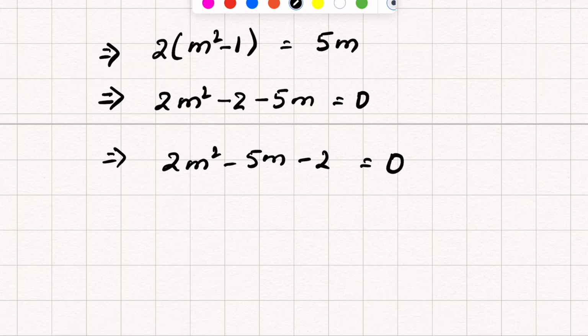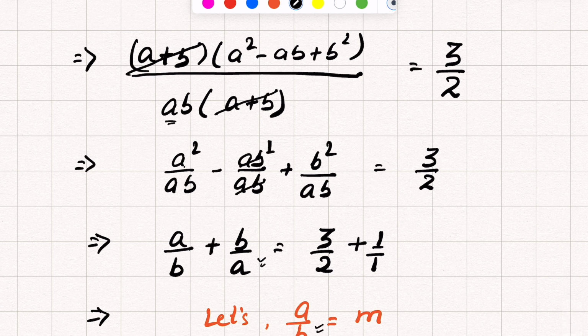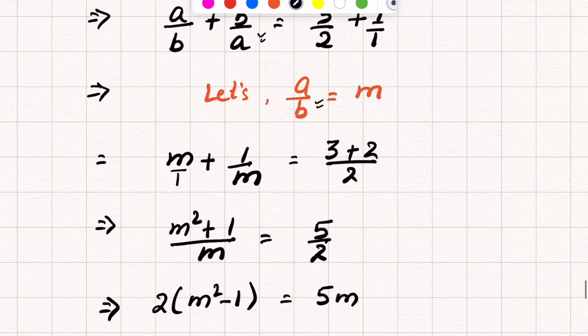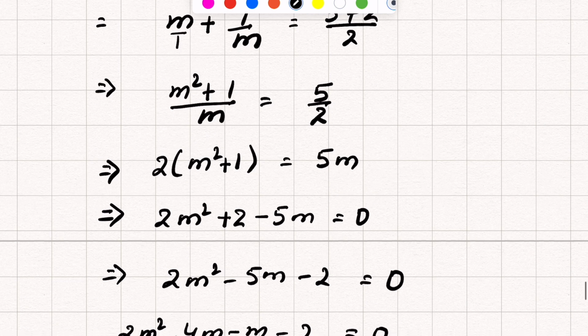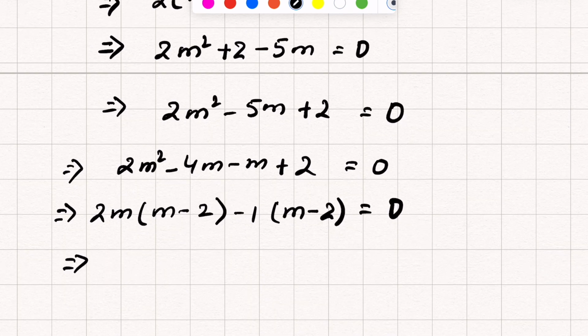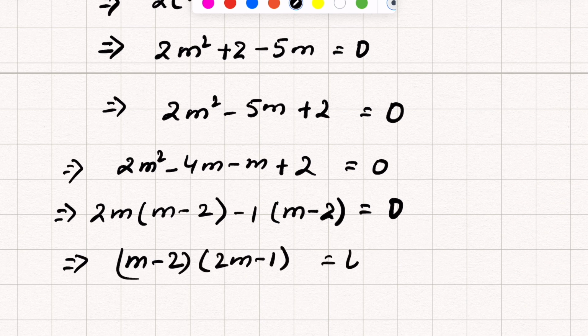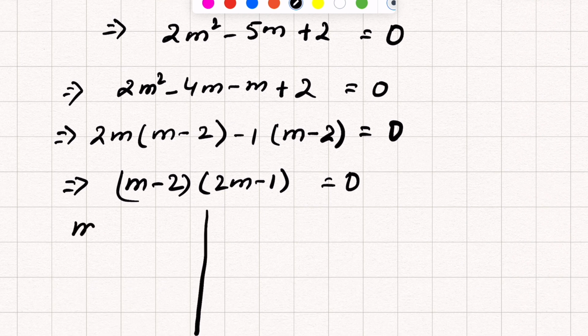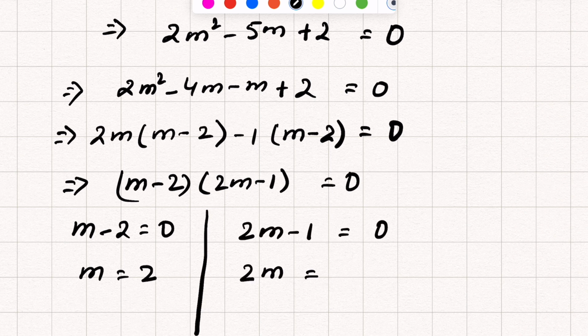Now this is a quadratic equation. Let's factorize it: 2m square minus 4m minus m minus 2 is equal to 0, or m minus 2 is common and 2m minus 1 is equal to 0. Now we have two solutions. When m minus 2 is equal to 0, m is equal to 2. When 2m minus 1 is equal to 0, 2m is equal to 1, m is equal to 1 upon 2.